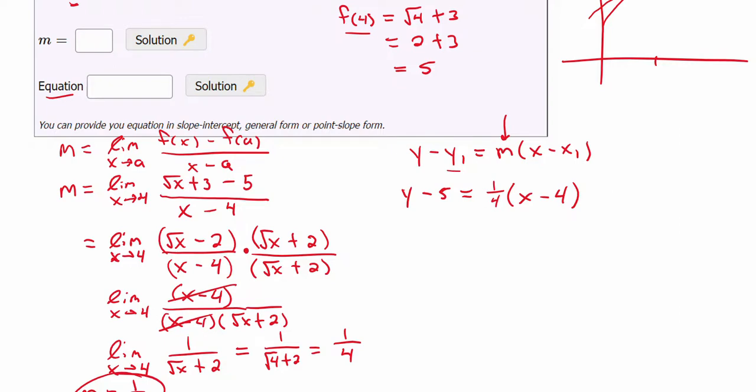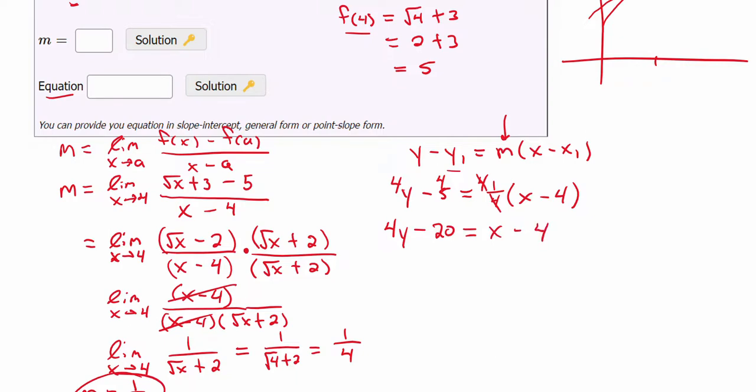So let's put it into general. So what I'm going to do is multiply everything by 4 just to clear that fraction out. So if I multiply this by 4, then I'm going to multiply both terms on this side by 4. So those cancel. So we get 4y minus 20 is equal to, and now the 4's are gone, right? So now we just have x minus 4.